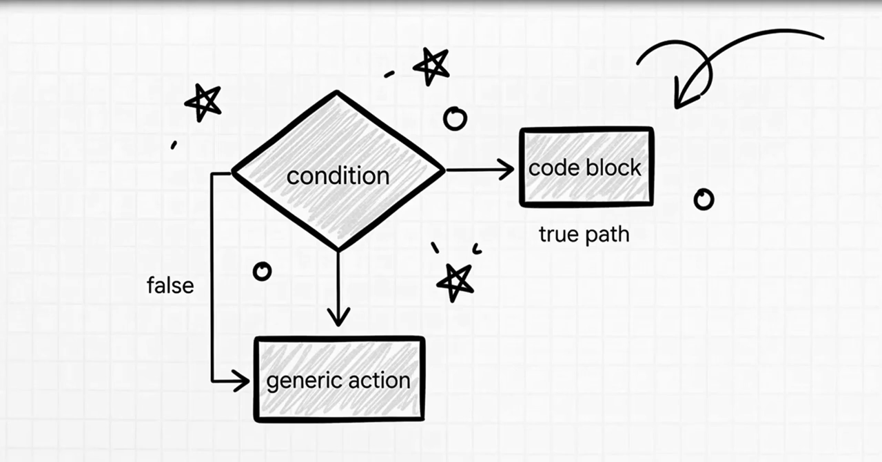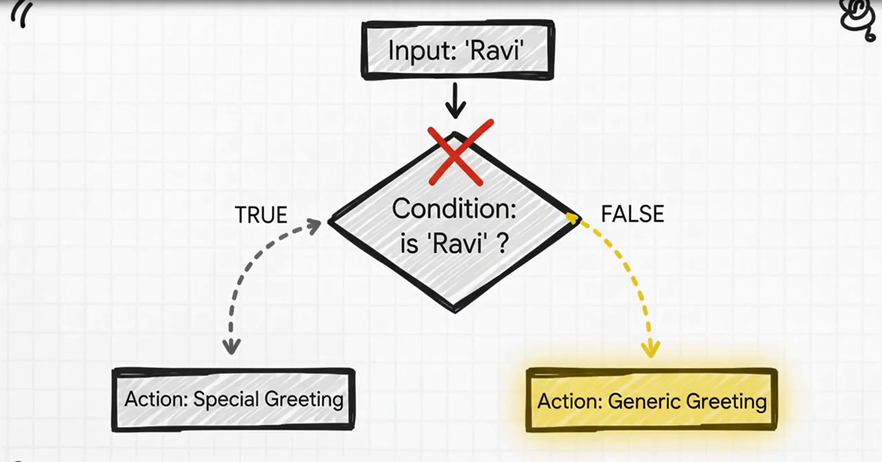The program still checks if the name is Durga. If it is, we get the special greeting. But now, for anything else, it jumps down to that else block and runs that code instead. And check it out. This time, the input was Ravi. The program checked. Nope, not Durga. So it immediately jumped to the else path and printed the generic guest greeting. With if-else, you're covered, no matter what the outcome is.